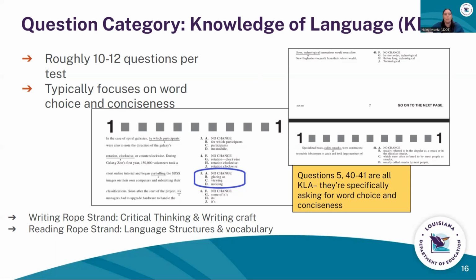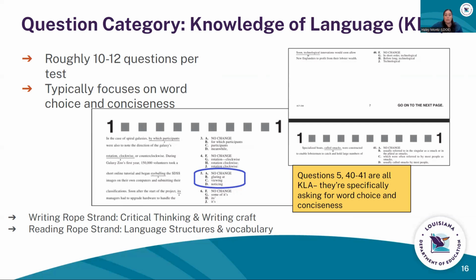They have to be able to understand how to be concise with their wording to be able to pick the correct answer for these. So if you look at the examples on the screen, students have to select words based not only on definition, but also in context of the passage or of the sentence, or based on connotation.